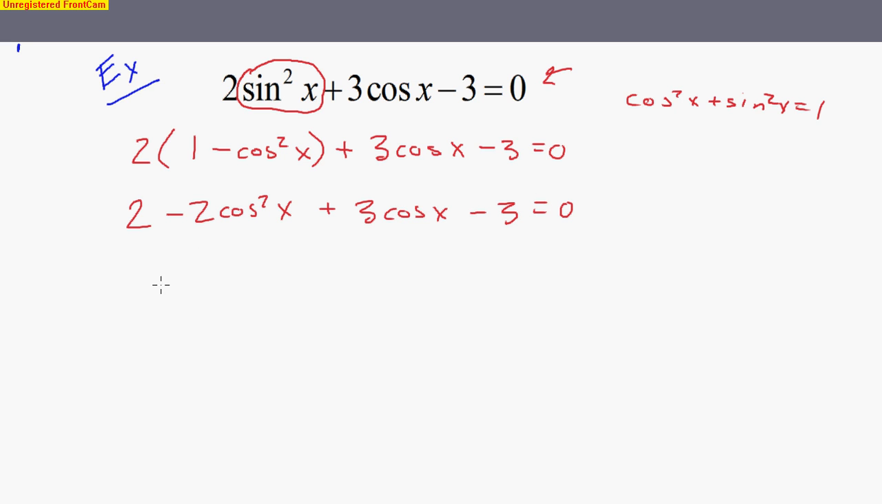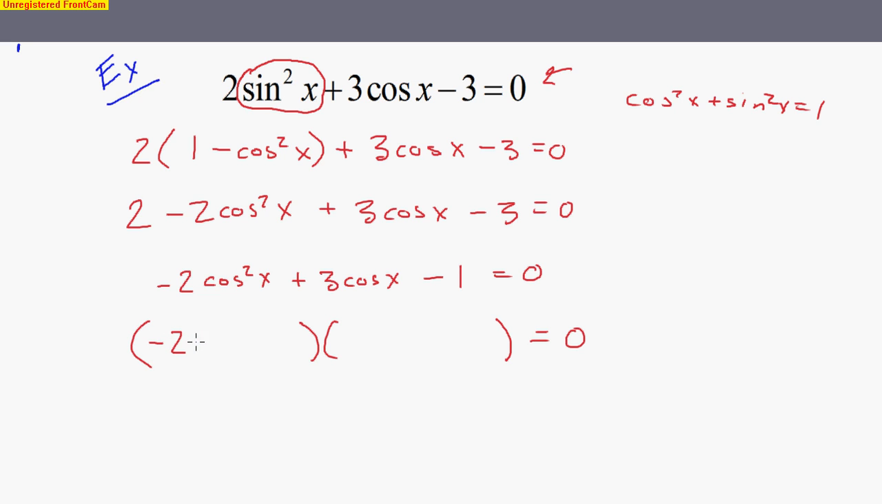Let me combine some like terms here. So I have -2 cosine squared of x plus 3 cosine of x minus 1. The 2 and the -3 do make a -1. Now I just got to figure out how to factor this. And this might take a little bit of work, but I bet we'll figure it out sooner or later.